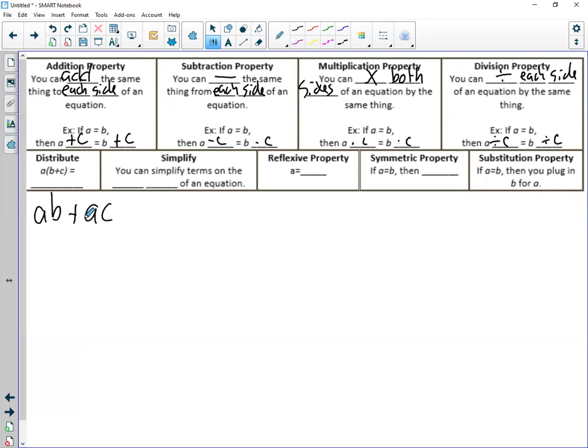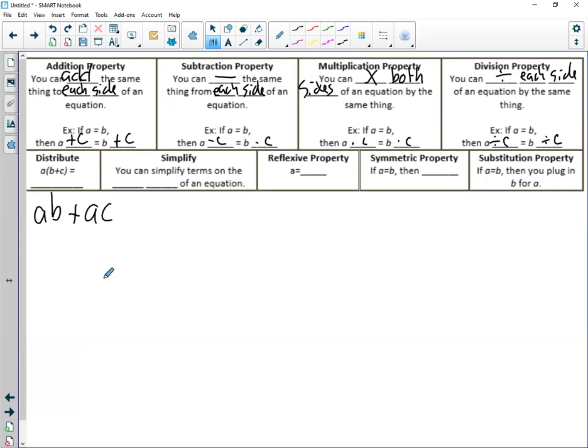So remember that number out front, or that thing out front, gets multiplied through to each of the things on the inside. So if I have a times b plus c, then it's going to be a times b, and then a times c. But you're going to keep the sign that was in the middle.